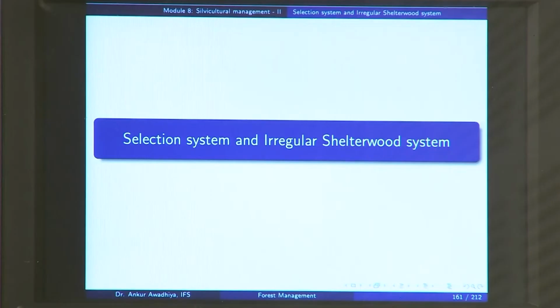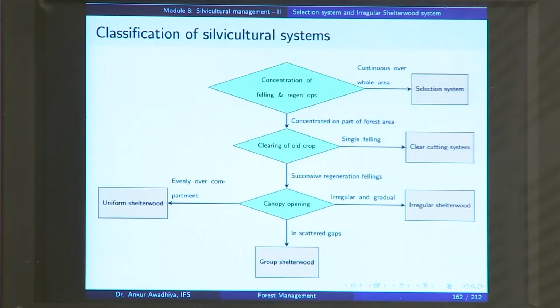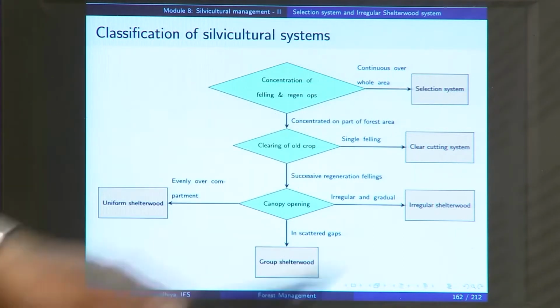Namaste. We move forward our discussion of the silvicultural systems, and today we will have a look at two different systems, the selection system and the irregular shelterwood system. Now, as before, we move on with our flow chart, and here you have the selection system.